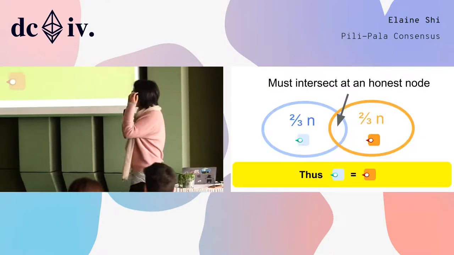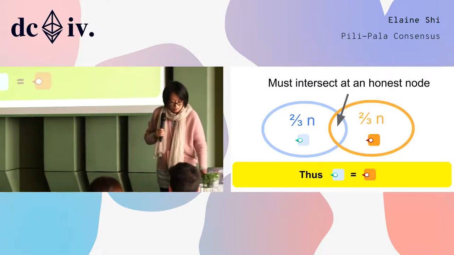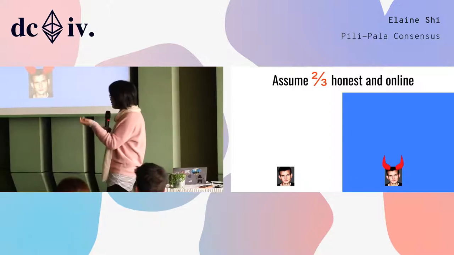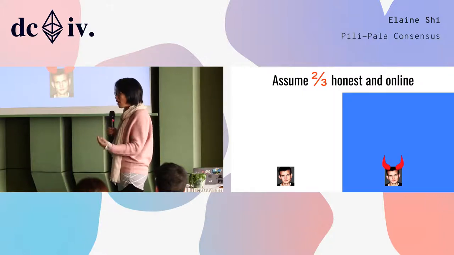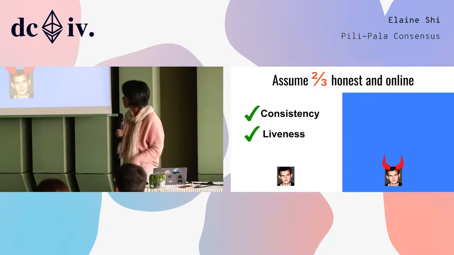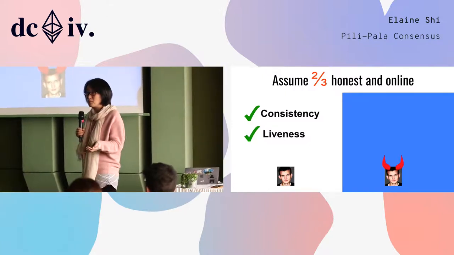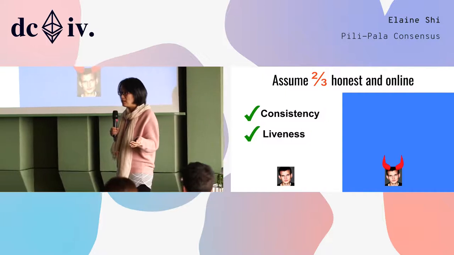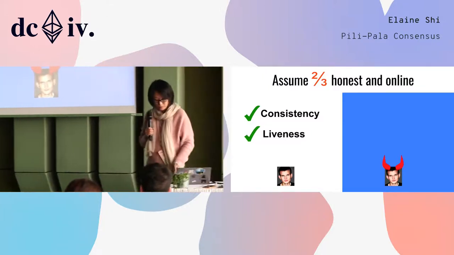Another thing to note is that this consistency proof doesn't rely on the proposer being honest. The only thing it relies on is the fact that honest nodes vote uniquely. So with this in mind, let's take a step back and think about this very simple protocol. As I said, we are going to assume two-thirds of the nodes are honest and online. And when the proposer is honest, life is all good. We have both consistency and liveness. Consistency, I've just proved to you. Liveness is also simple because if the proposer is honest, he's going to propose the same thing to everyone. And because two-thirds of the nodes are honest, soon enough you are going to collect enough votes and you make progress.